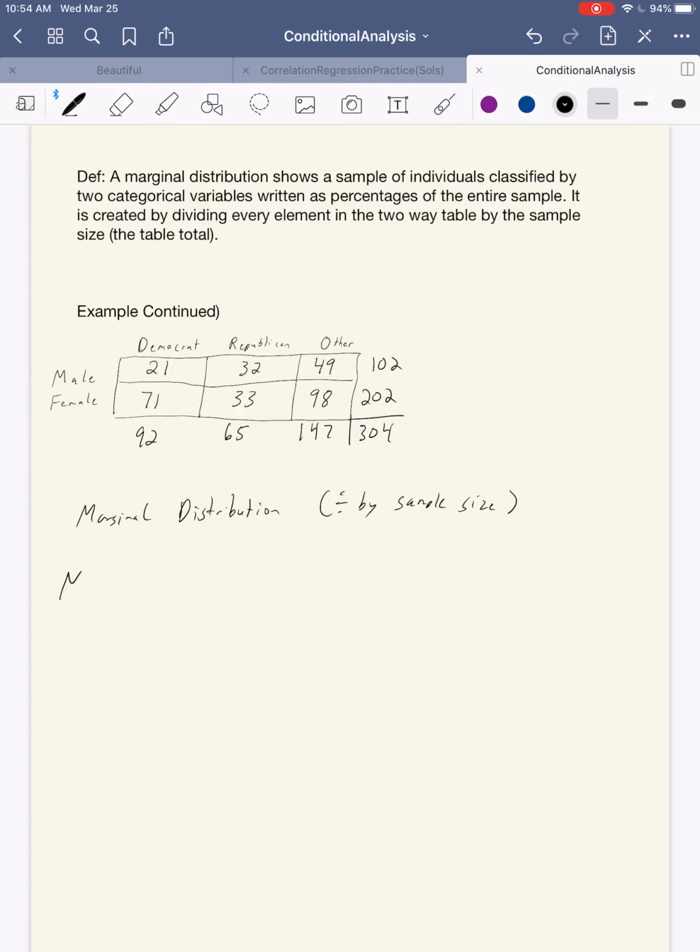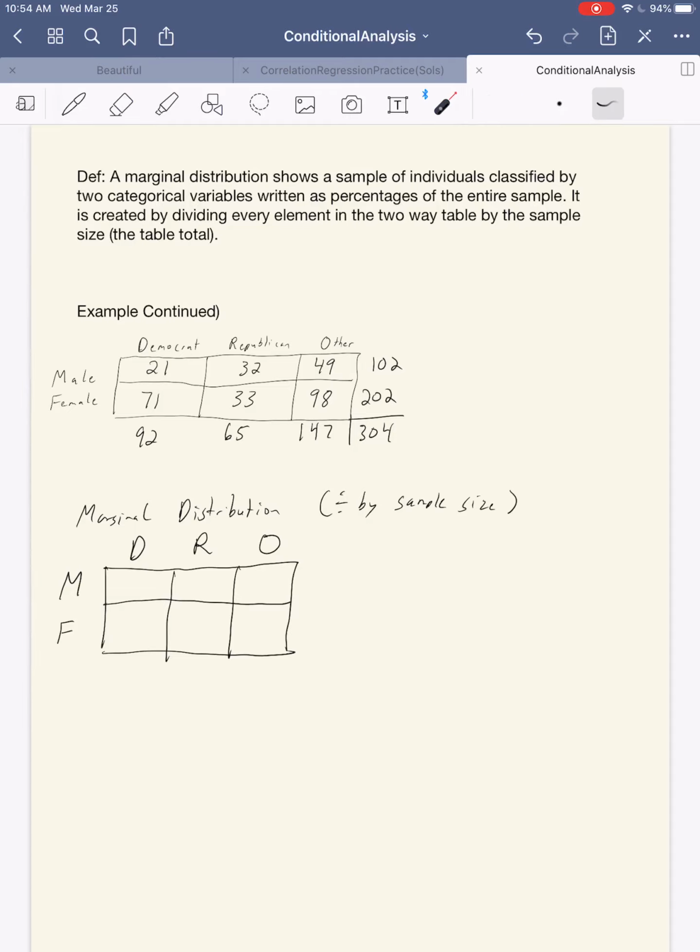I'll start abbreviating. We'll just do male, female, and Democrat, Republican, and other. Okay, we'll make our little table there. So how do you get this first value right there? Well, you take what was originally there, 21, and divide by the sample size, 304. 21 divided by 304 should give you a decimal. You could report it as a decimal or maybe more easily as a percentage. So you should get 6.9% there once you put it into percentage form.